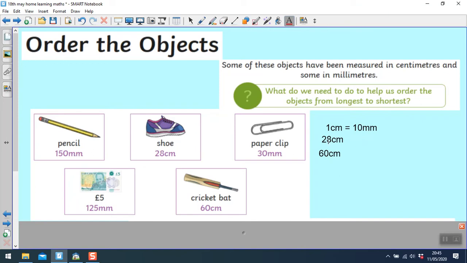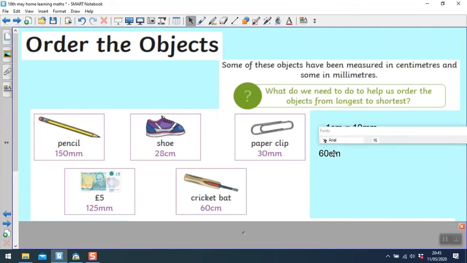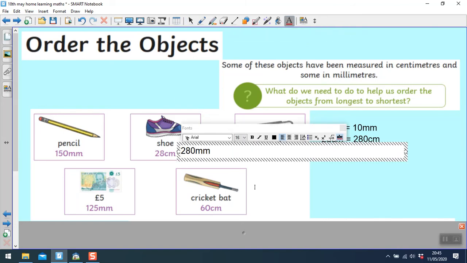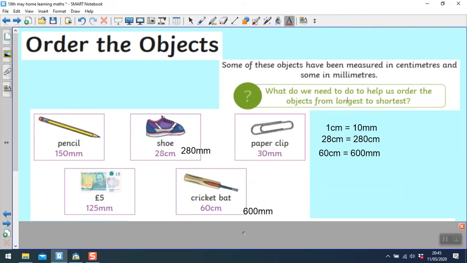So what is 28 times by 10? 28 times by 10 equals 280 millimetres. What is 60 multiplied by 10? That is 600 millimetres. So now I can order them easier. Shoe is 280 millimetres. Cricket bat is 600 millimetres. We've got to order them from longest to shortest. What's the longest number? 600, 30, 280, 150 or 125? Pause the video while you put them in order.